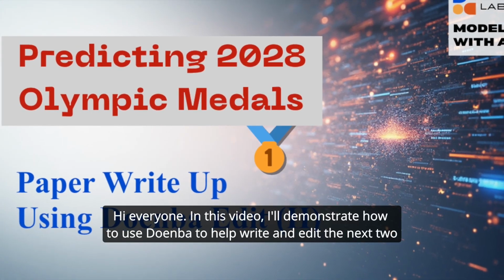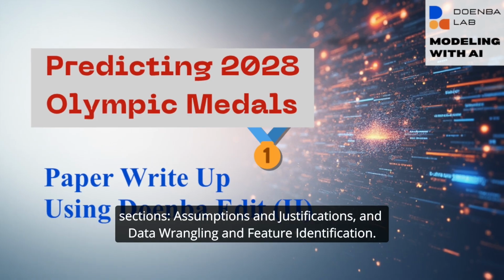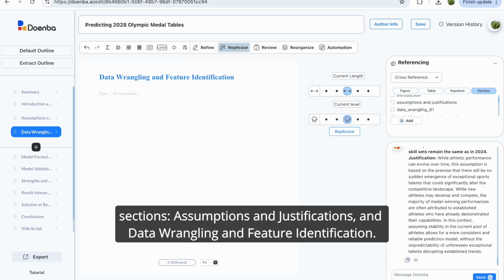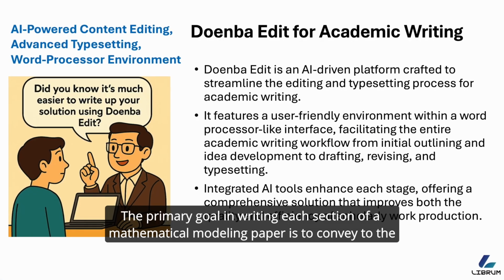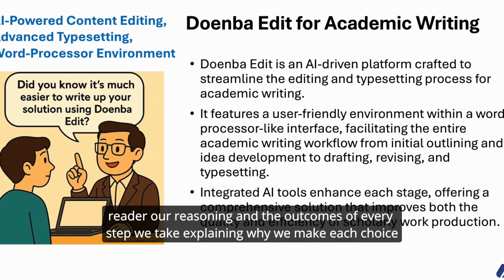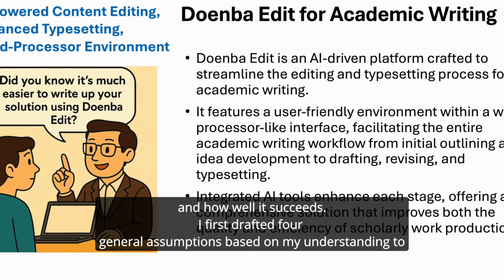Hi everyone. In this video, I'll demonstrate how to use Doenba to help write and edit the next two sections: assumptions and justifications, and data wrangling and feature identification. The primary goal in writing each section of a mathematical modeling paper is to convey to the reader our reasoning and the outcomes of every step we take, explaining why we make each choice and how well it succeeds.